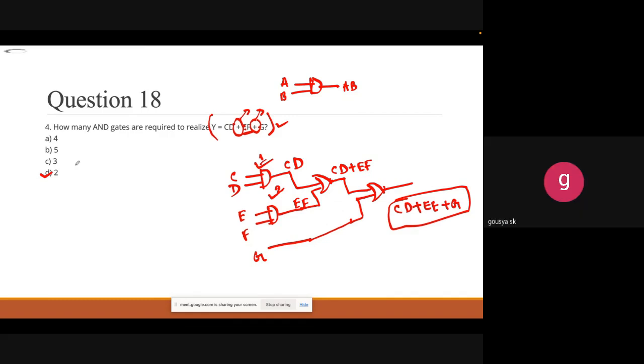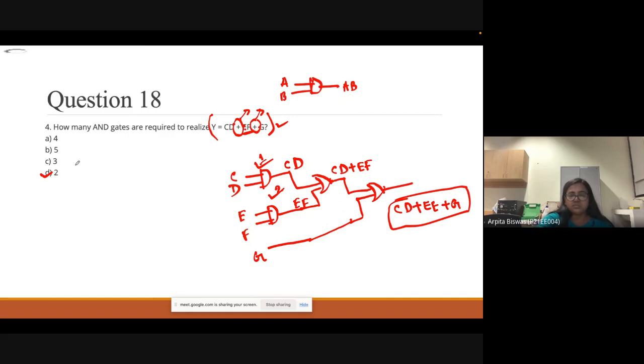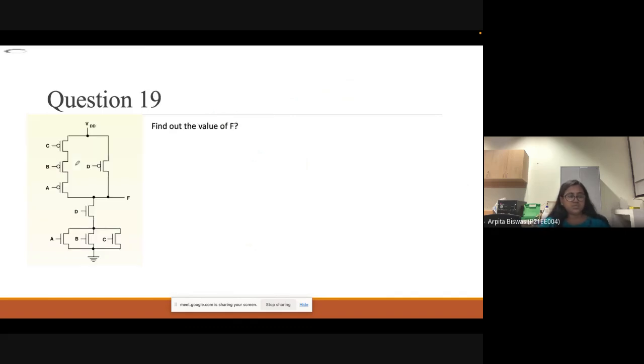Yes, ma'am. So this is question number 19. Find out the value of F. See the circuit carefully. Here B, C, and D are connected. It is the NMOS, and the opposite connection is here. Like D is in series. Here D is parallel with that one. So here A, B, C is a parallel condition. It is NMOS. So what will be the value of F? Take your time. There is no hurry, but at least try.